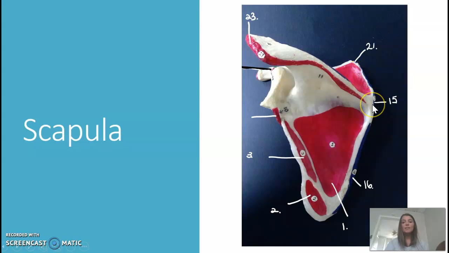And then number 15 would be the insertion for the rhomboid minor. 16 would be the insertion for the rhomboid major. Number 1 would be the origin for the infraspinatus. Number 2 would be the origin for the teres major.